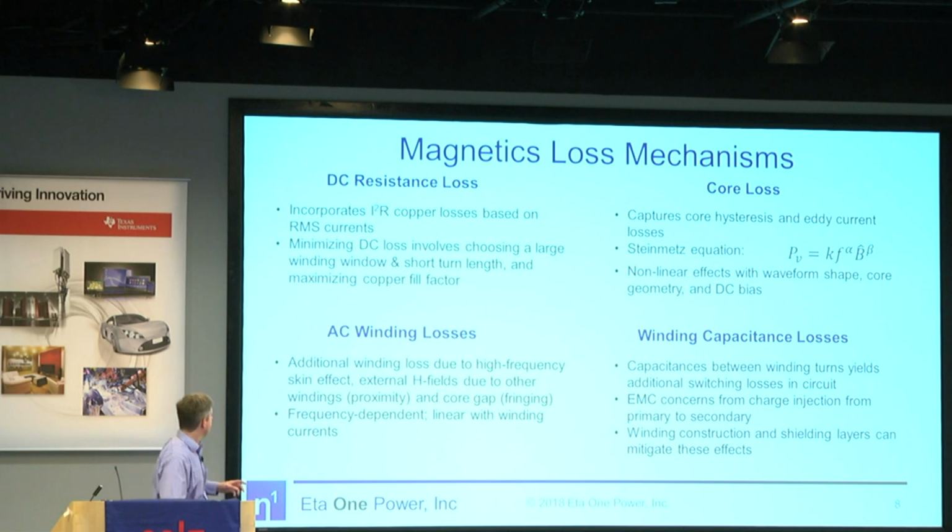Okay, so we'll start by looking at DC loss. This is the most straightforward to calculate. It's I squared R based on the copper that you wind in the coil. There's some more stuff to talk about here about how to minimize that resistance. Next step is core loss. So this incorporates the hysteresis loss as well as the eddy current loss in your core material. And often goes by the Steinmetz equation, which is a somewhat idealized case. I'll talk about that in a little bit. And there's also nonlinear effects that are much more difficult to calculate based on waveform shape, core geometry, DC bias in terms of the current.